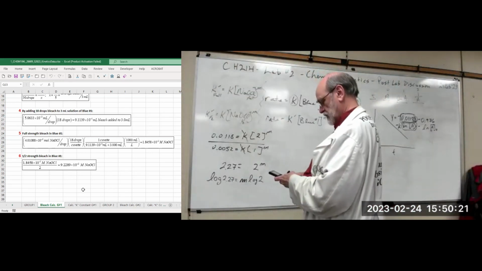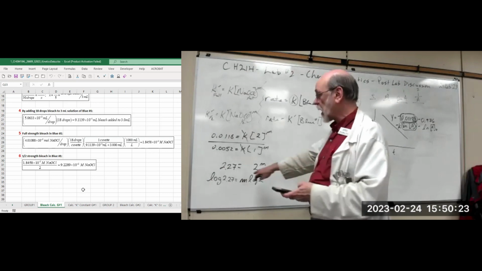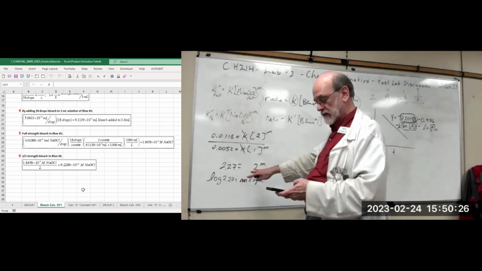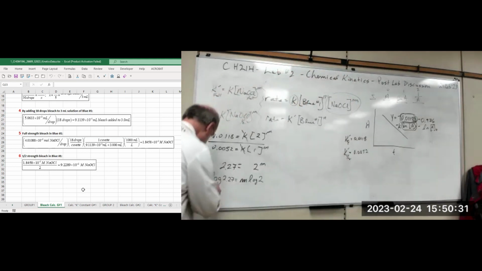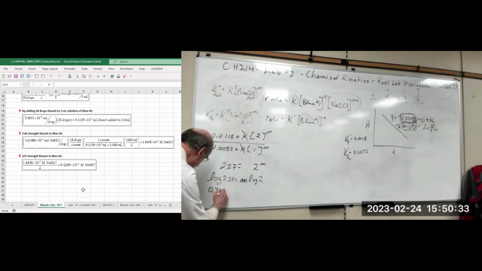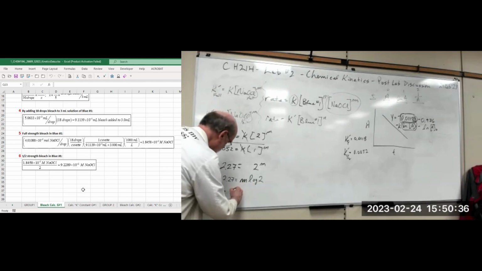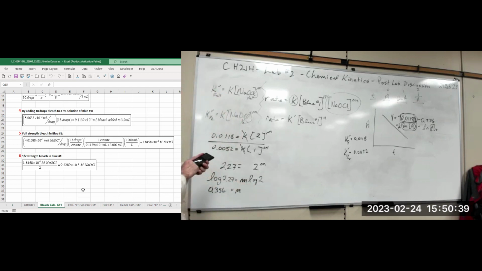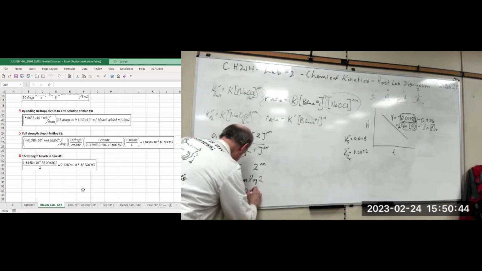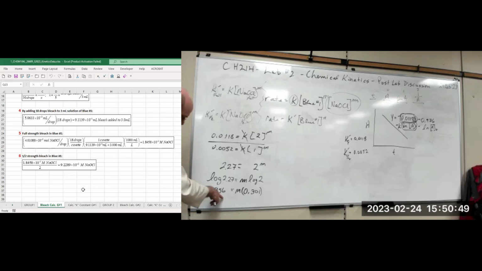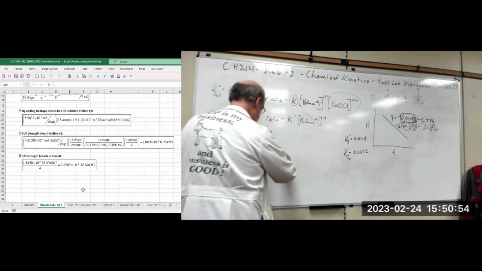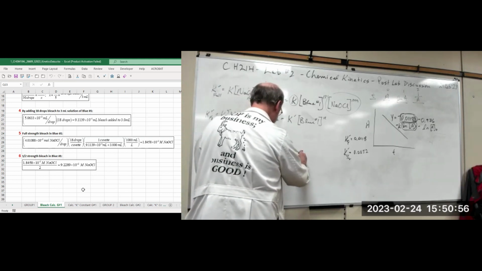Let's see, 2.27. I'm going to take the log of it. And that's common log, not natural log, common log. So this one is 0.356. And M times the log of 2, the log of 2 is 0.301. Right? So M equals 0.356 divided by 0.301. So M equals 1.18.